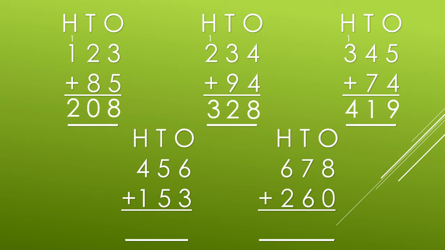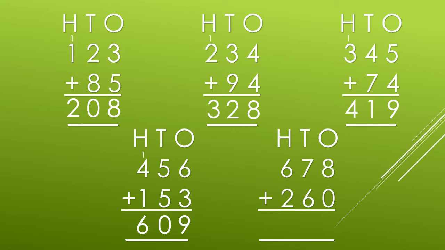Next example is 456 plus 153. Add the ones. 6 plus 3 equals 9. Write 9 under ones. Now add tens. 5 plus 5 equals 10. 10 tens means 100 and 0 tens. Write 0 under tens and carry 1 forward to hundreds. Now add hundreds. 1 plus 4 plus 1 equals 6. Write 6 under hundreds. So 456 plus 153 equals 609.